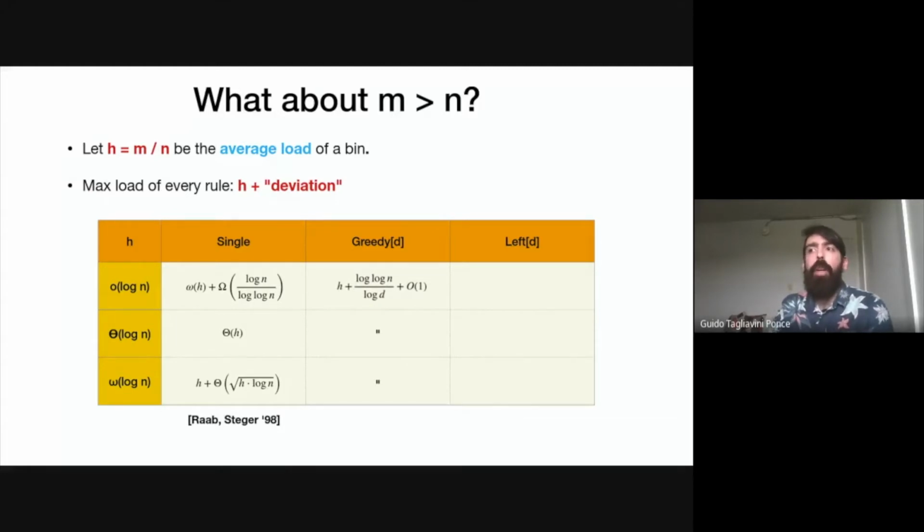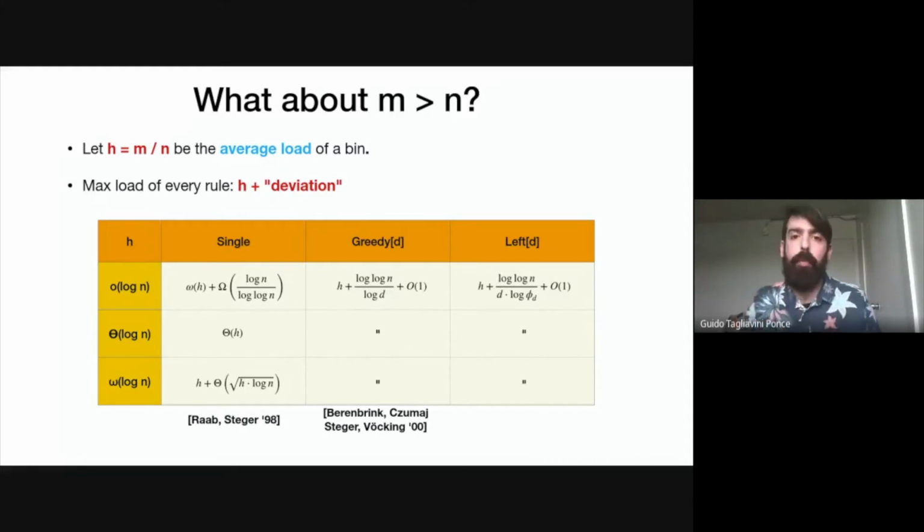Then moving on, Greedy has max load, which is the same we saw before in the case m equals n, but now we have this h term. And again, you can see that this is an exact dependence on h, plus the deviation, which is log n over log d plus a constant. And this was by Berenbrink, Czumaj, Steger, and Vöcking. And for Lefty, the max load is, once again, the same max load as we saw before, plus an h term. And this was in the same paper, Berenbrink, Czumaj, Steger, and Vöcking.